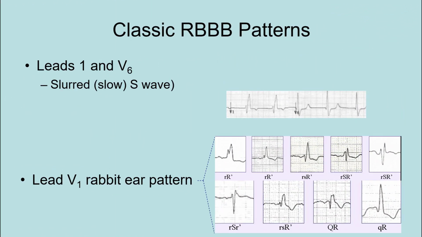Now there are several variations on this rabbit's ear pattern, and you can see all of them here. But the one thing that they all have in common is this bimodal appearance of the R wave. So there's a small R wave that's representative of that normal early depolarization, and then the second R wave arrives late in the cycle because of that slow depolarization of the right ventricle.